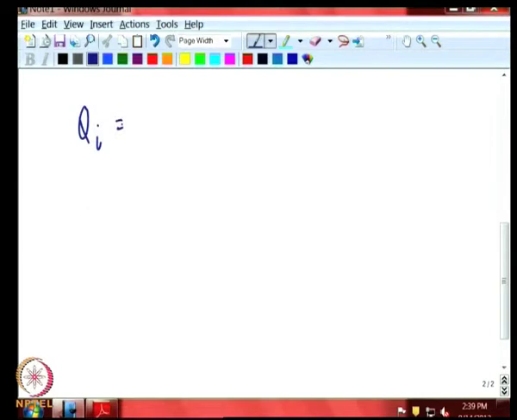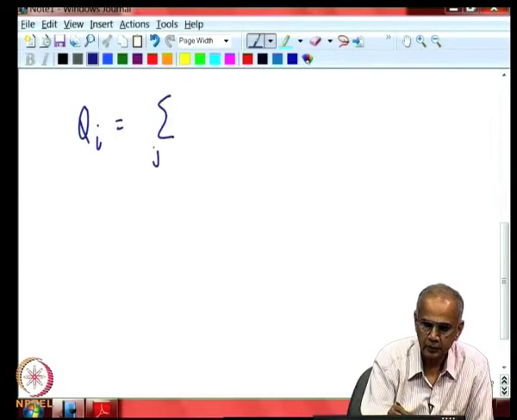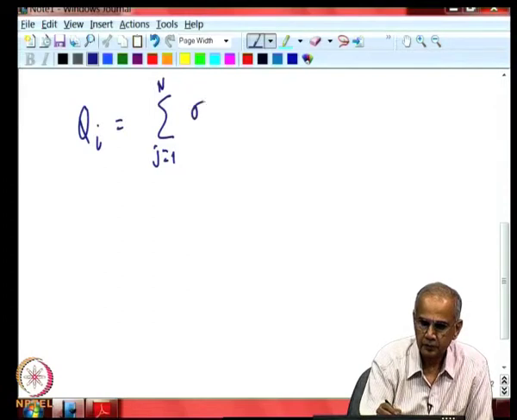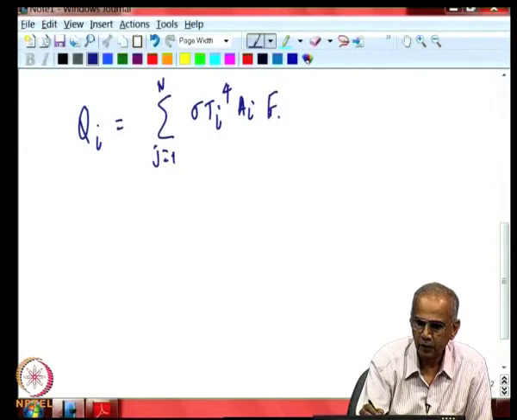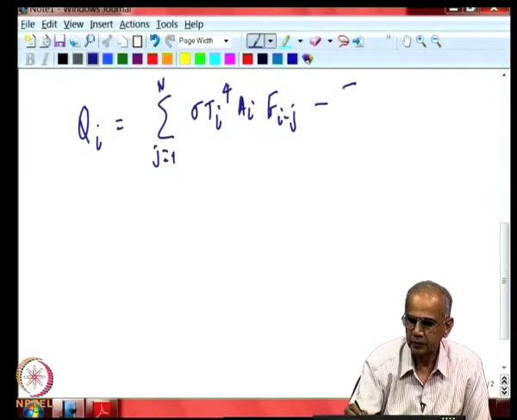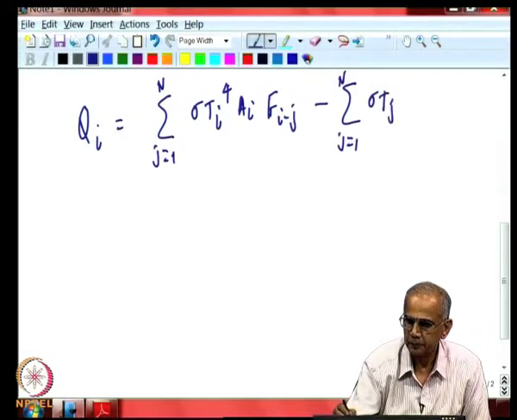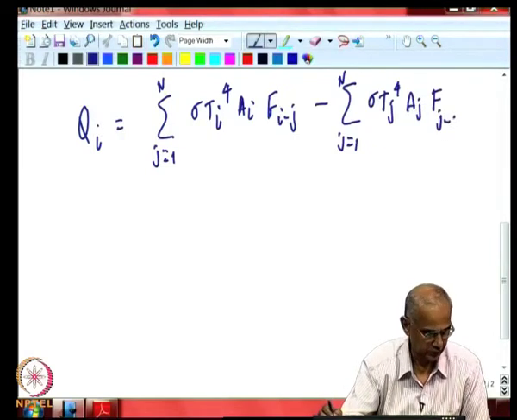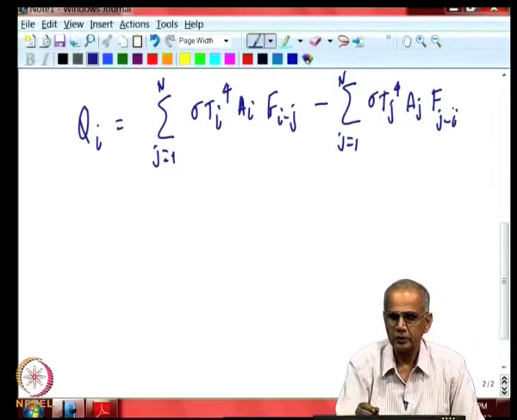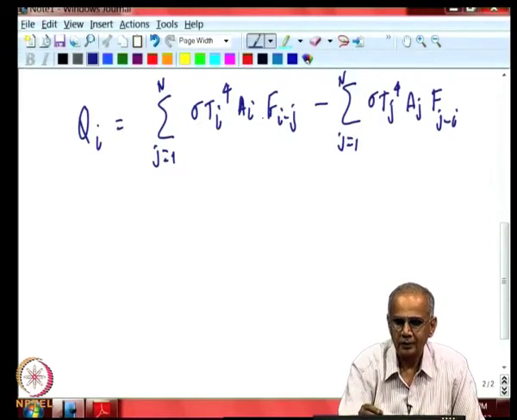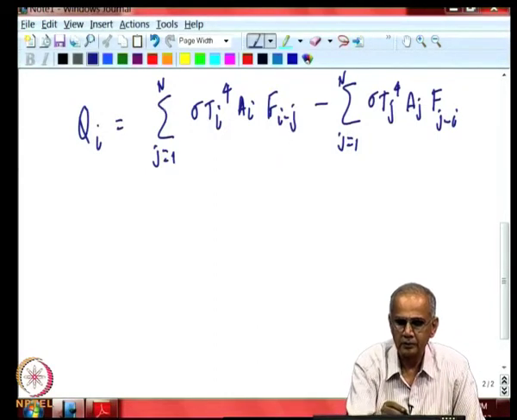So, I am going to write this as sigma j 1 to n, sigma Ti to the power of 4 Ai F I j minus what is absorbed, sigma Tj to the power of 4 Aj F j I. Okay. So, I have merely added this, and sum over j of F I j is 1, I have just multiplied with this.